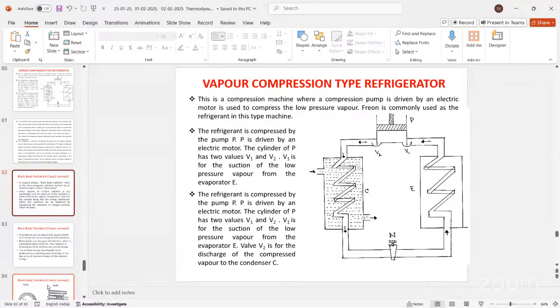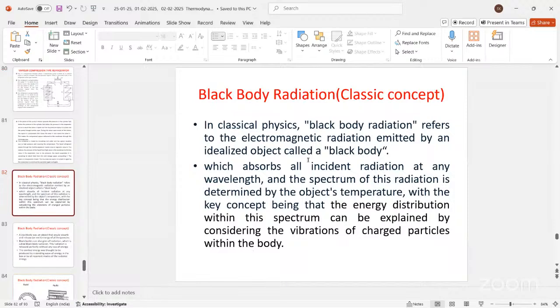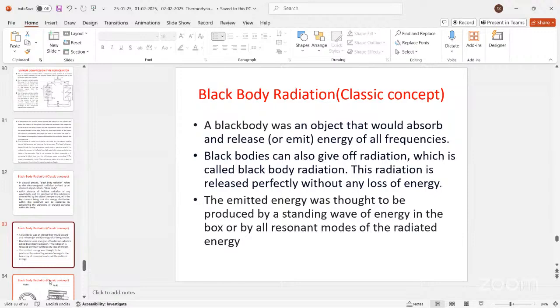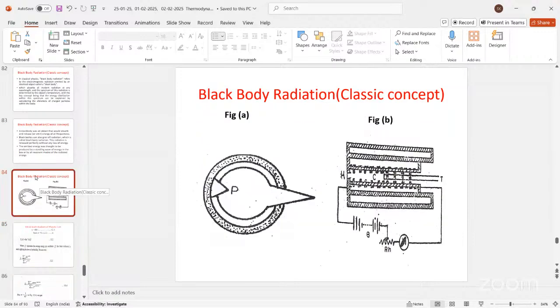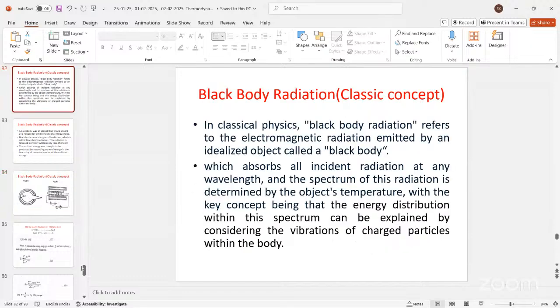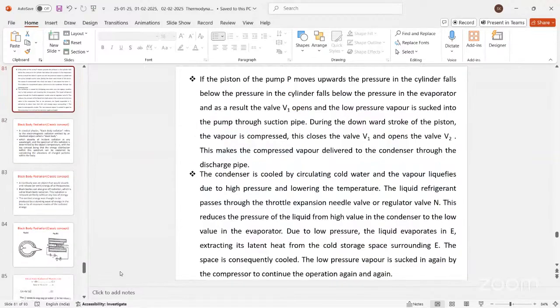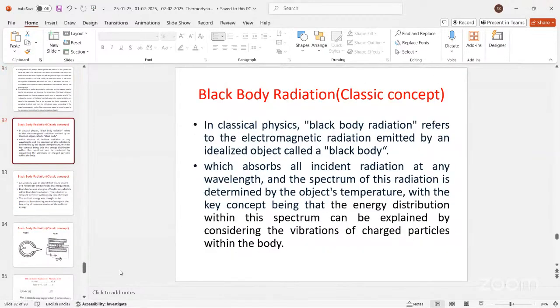And black body radiation, we have two types of black body radiation. One is the classical concept, and the other is the quantum concept. Black body radiation, what the classical concept is and what the quantum concept is, we'll discuss in the next class. Okay? Right. Okay.